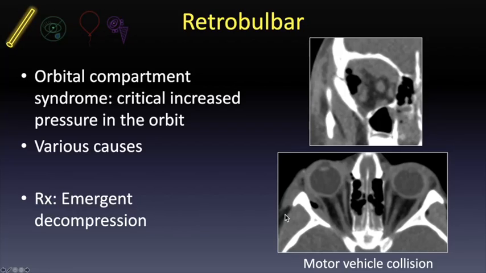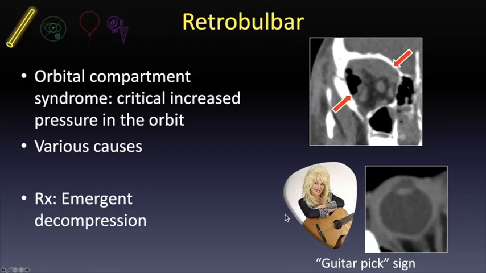This patient was injured in a motor vehicle collision, and extraconal collections caused proptosis with stretching of the optic nerve and posterior globe tenting. These are findings that have been associated with orbital compartment syndrome, though it is ultimately a clinical diagnosis. The triangular shape of the globe in orbital compartment syndrome has been referred to as the guitar pick sign. The treatment is emergent orbital decompression.